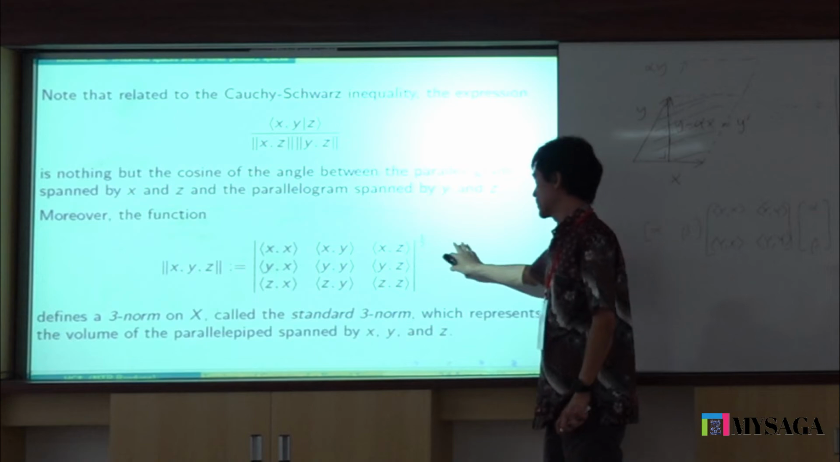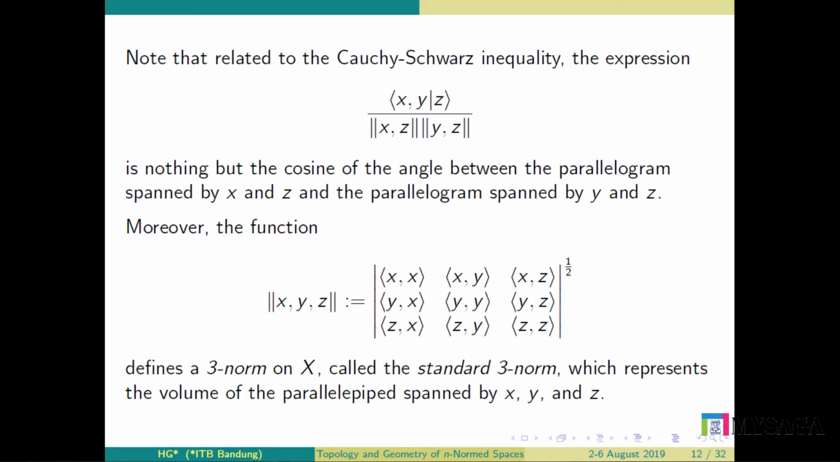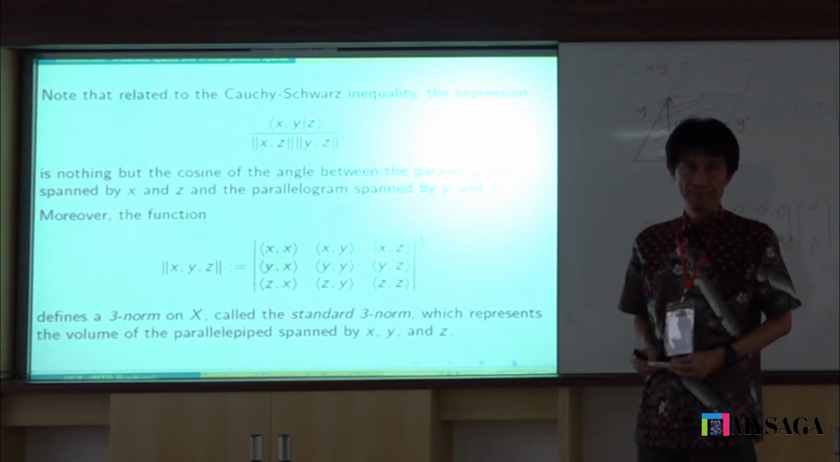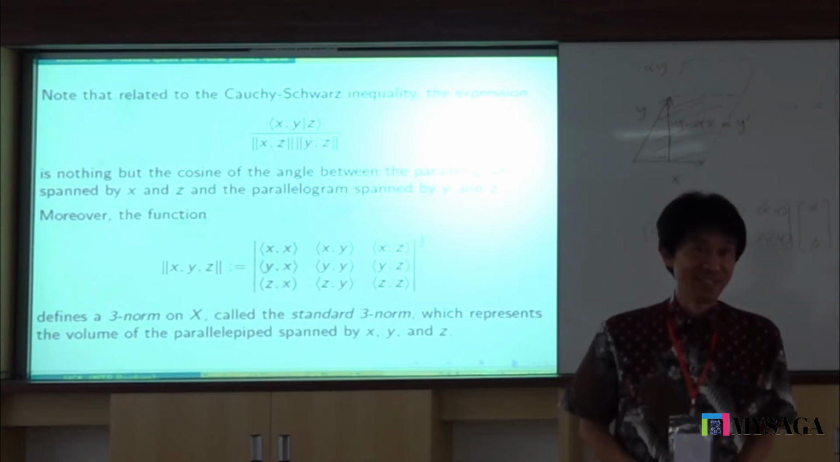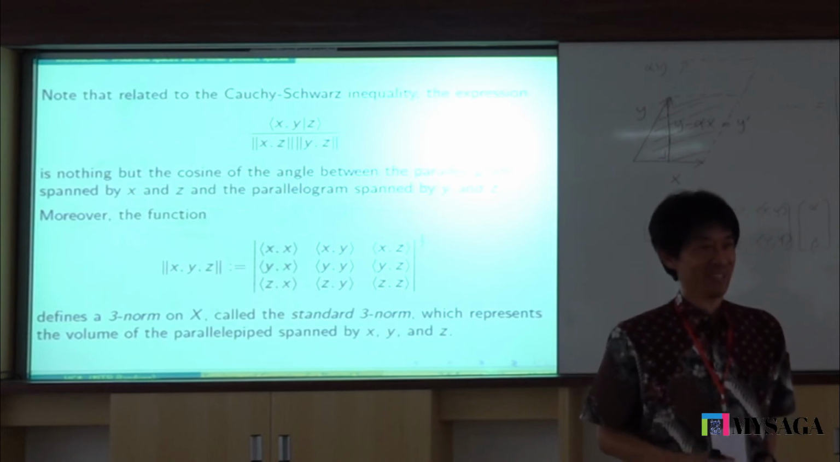So I have mentioned that this function defines a trinorm, and we call this the standard trinorm, which represents the volume of the parallelepiped spanned by x, y, and z. Since this is a lecture, any question from the students perhaps?